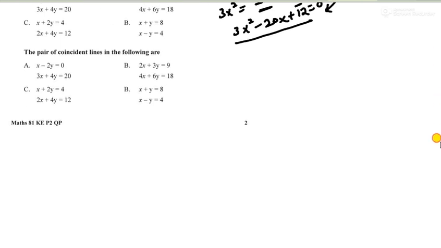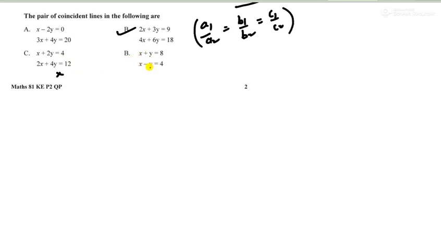Moving to the fourth question of this paper. The pair of coincident lines in the following are. So for coincident lines, what is the condition? A1 by A2 equals B1 by B2 equals C1 by C2, right? All the ratios are equal. So you just have to look here. You will get 1 by 3, 2 by 4, they are not equal. 2 by 4, if you cancel, is 1 by 2, here also 1 by 2, here also 1 by 2. So this is matching. You can check with this also, 1 by 2, 1 by 2, but here it will become 1 by 3. So this can't be.